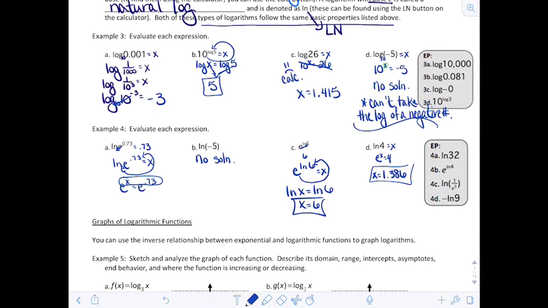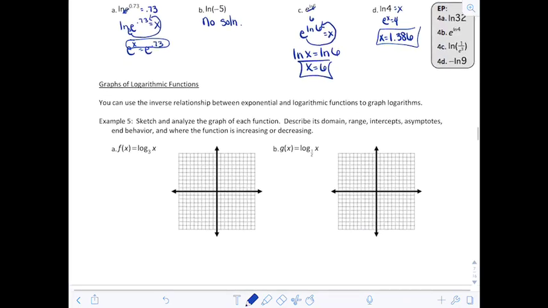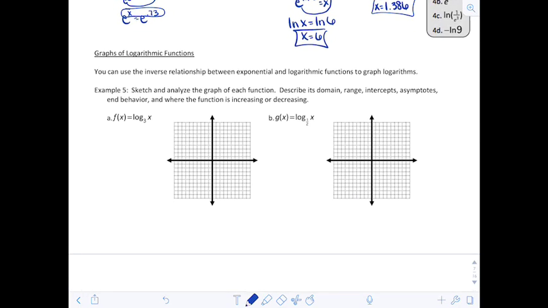Okay. So looking at some of the mechanics on working with these logs, I hope some of those things have come back to you. Now we're going to move on and look at graphs of logarithmic functions. So this is probably brand new to a lot of you, looking at graphs of logarithms. We can do this a couple of ways. You can use the inverse relationship between exponentials and logs to graph them. You absolutely can, and I'll show you how to do that. But that's not how I'm going to do it most of the time. So I'll show you both ways, and you absolutely decide for yourself.